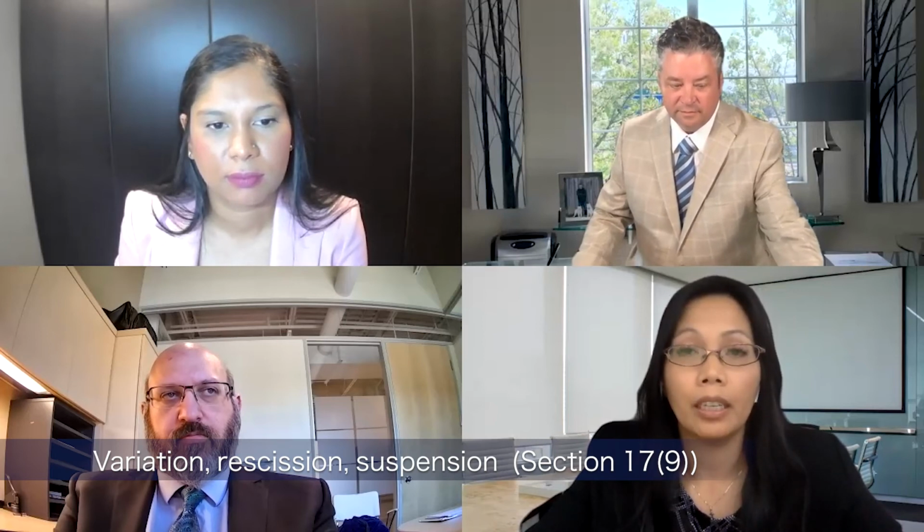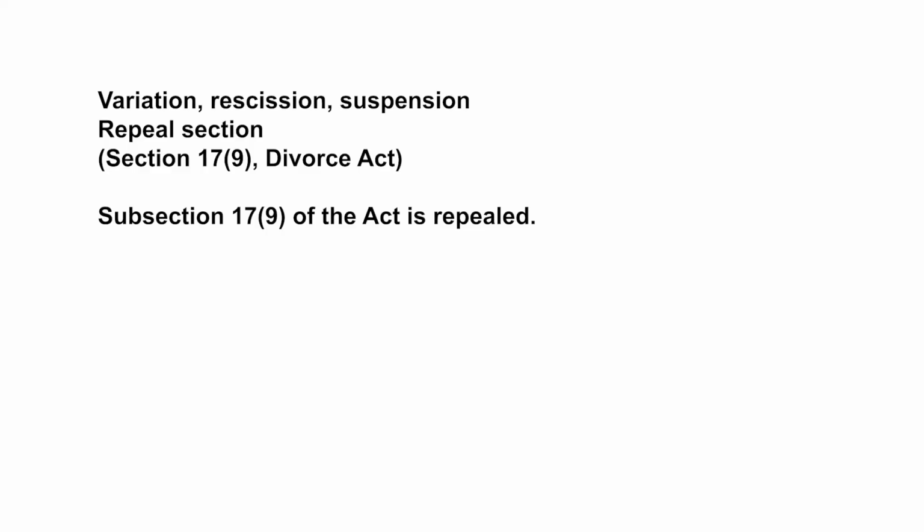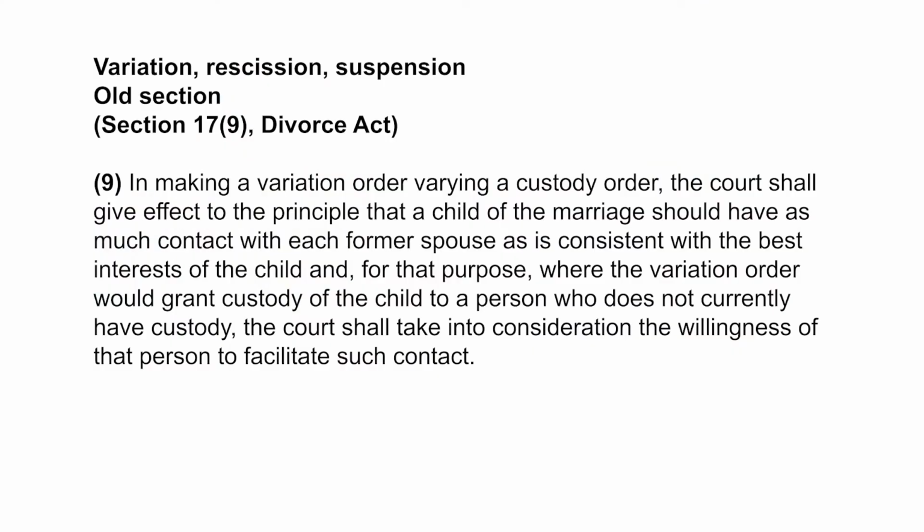The next one is there was a removal of section 17.9, 17 sub 9 of the Divorce Act. And that section no longer exists. And that section was really the maximum contact principle. What section 17 sub 9 said was, in making a variation order varying a custody order, the court shall give effect to the principle that a child of the marriage should have as much contact with each former spouse as is consistent with the best interest of the child. And for that purpose, where the variation order would grant custody of the child to a person who does not currently have custody, the court shall take into consideration the willingness of that person to facilitate such contact.